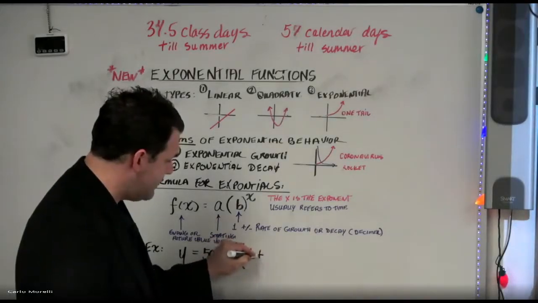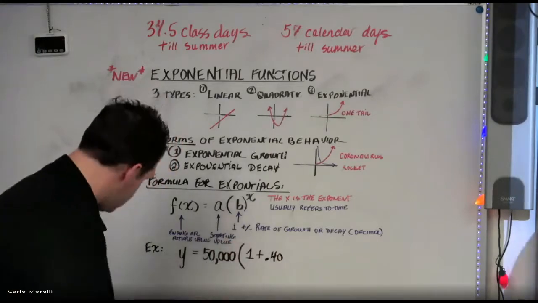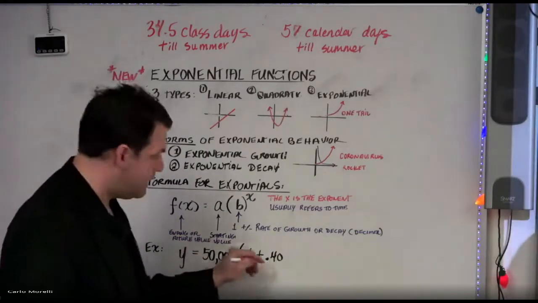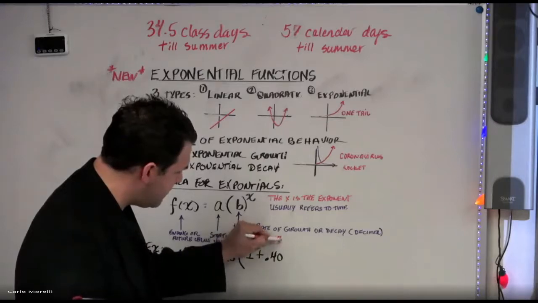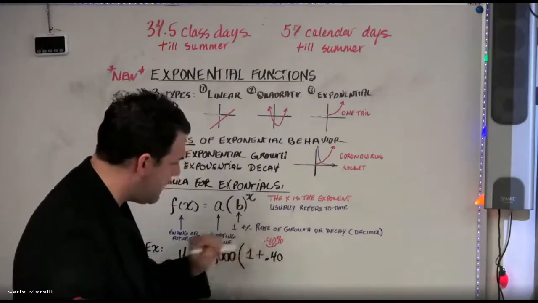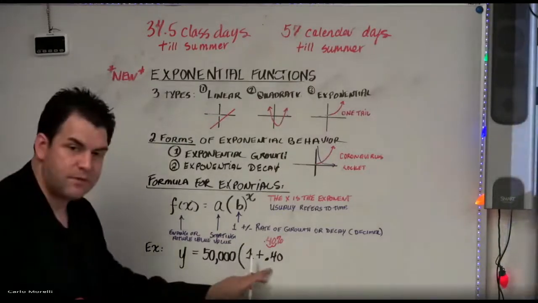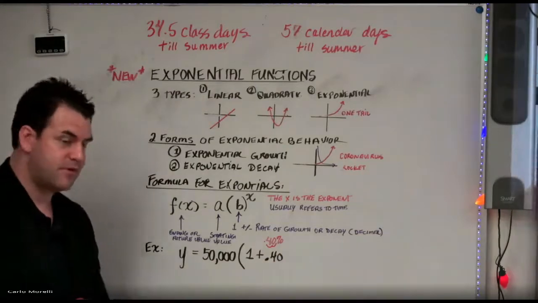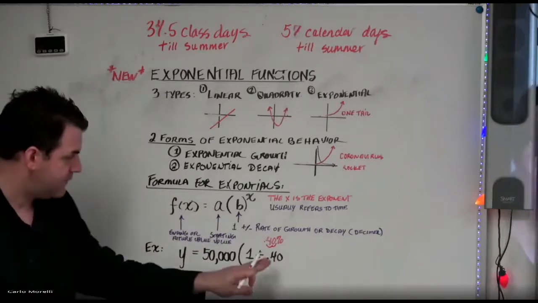So if you want 40% growth, you put 1 plus 0.40. Now, this was the key. Keith said 40%, and I converted 40% into a decimal. That's how I got 0.4. If he had said 37%, this would be 0.37. If he said 5%, it would be 0.05. Do you understand how I'm coming up with the 0.4?